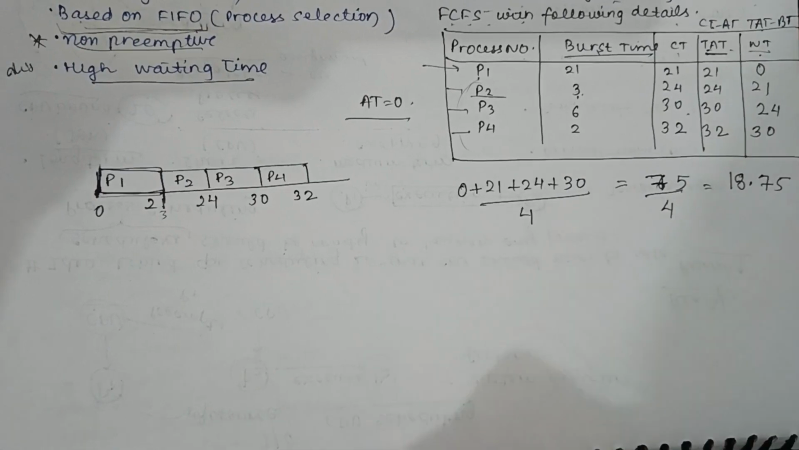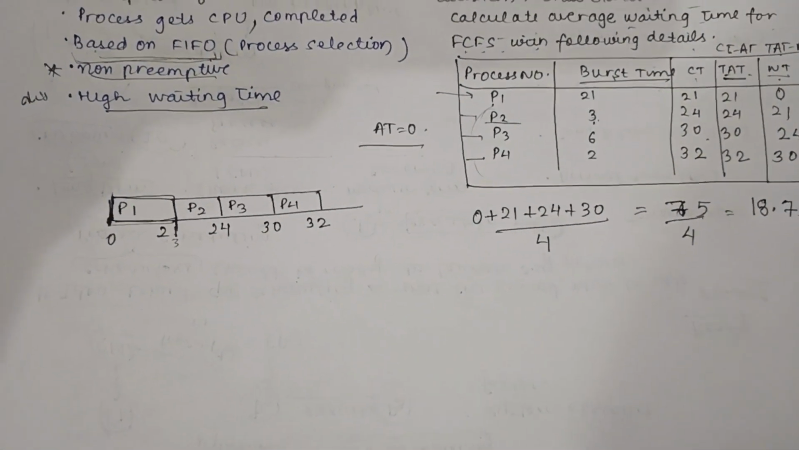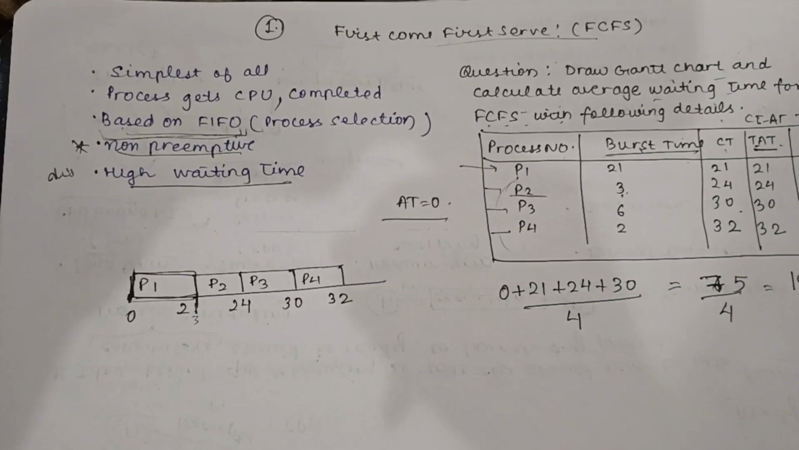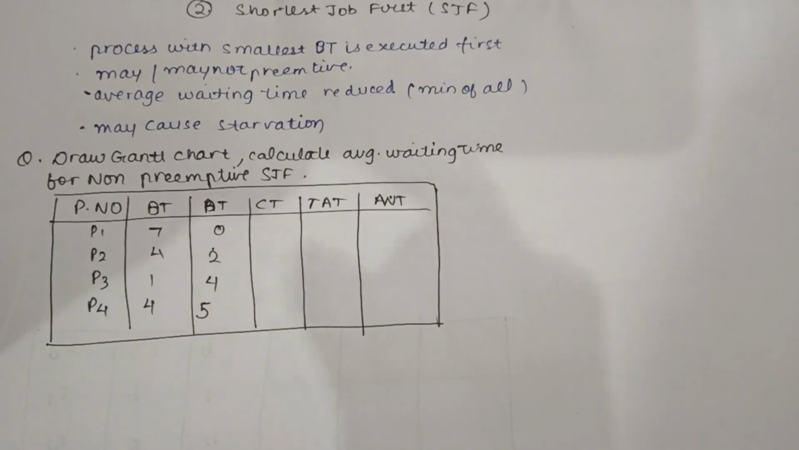So we have the 18.75 units of time. That is the average waiting time in the first come first served algorithm.